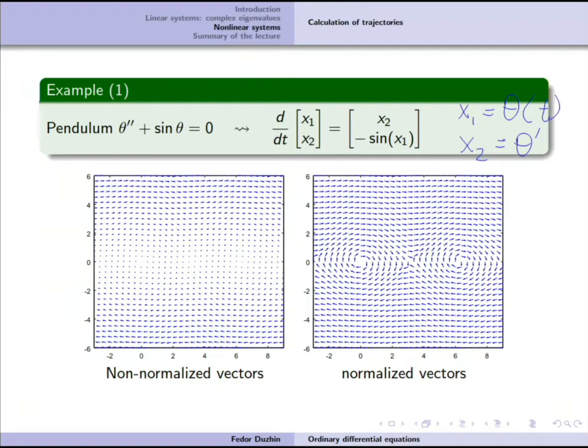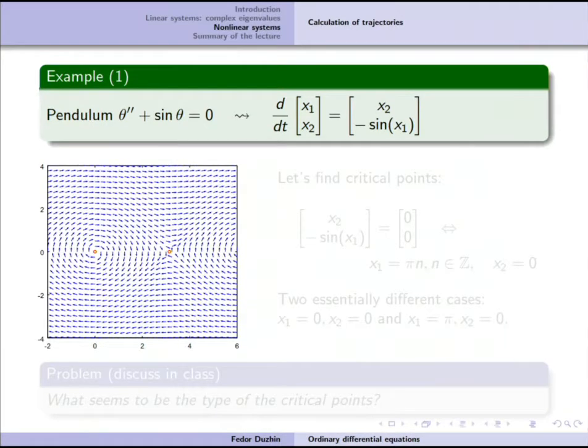Here is the direction field, and you may notice that in the direction field there are some critical points. Let us try to analyze the critical points. First, let's find the critical points. The critical points are those where the right-hand side of the system of differential equations is 0. So we see that x2 is 0, and sine of x1 is 0. And if sine of x1 is 0, it means that x1 itself is a multiple of pi.